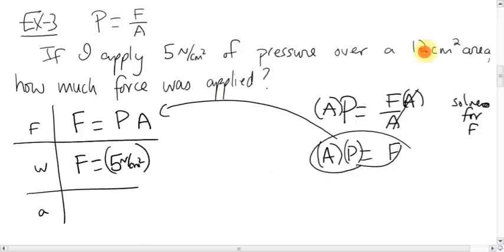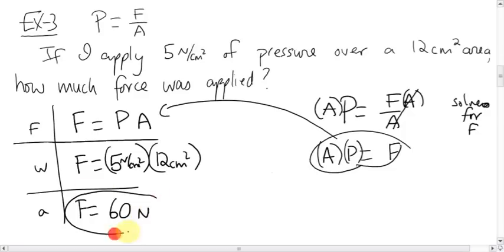Times the area, which is 12 centimeters squared. And when you times that all together, 5 times 12, use a calculator if you need to, the force is 60, and hopefully remember the units are newtons. Now, I'm not going to freak out about the units here, you might have forgotten.